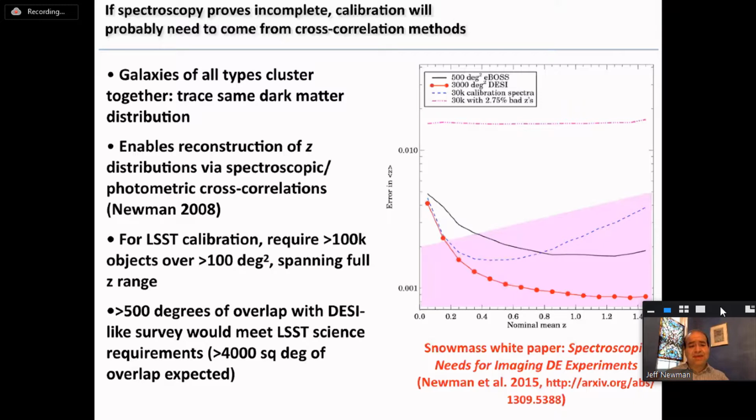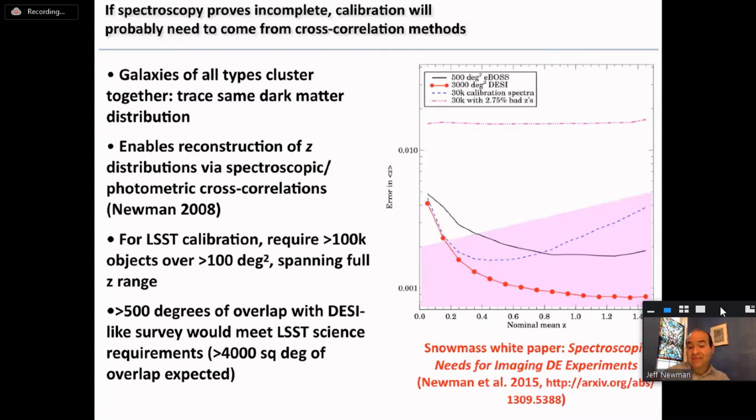So for LSST, the requirements are we want at least 100,000 objects spread over at least 100 square degrees or multiple 100 square degree fields, spanning the full redshift range of LSST. And with DESI, we should be able to meet that requirement. The estimates are something like 500 square degrees of overlap with DESI would be good. With 3,000 square degrees of overlap with DESI, we meet the LSST requirements at all but the lowest redshifts.